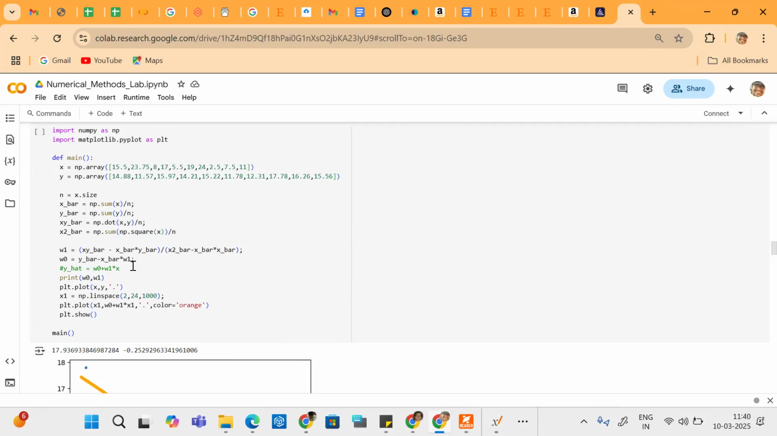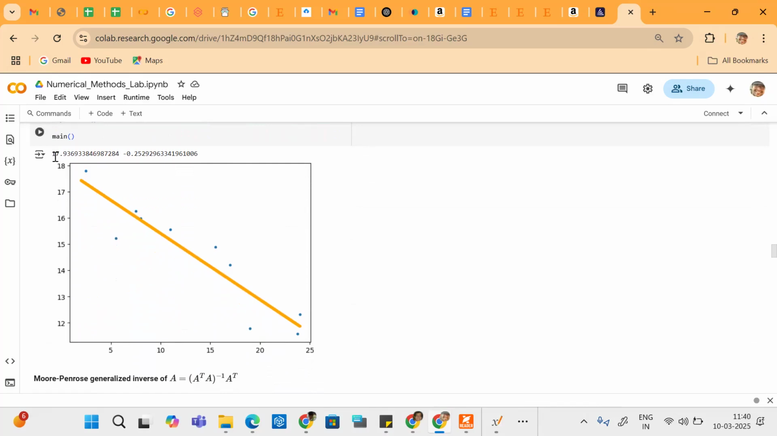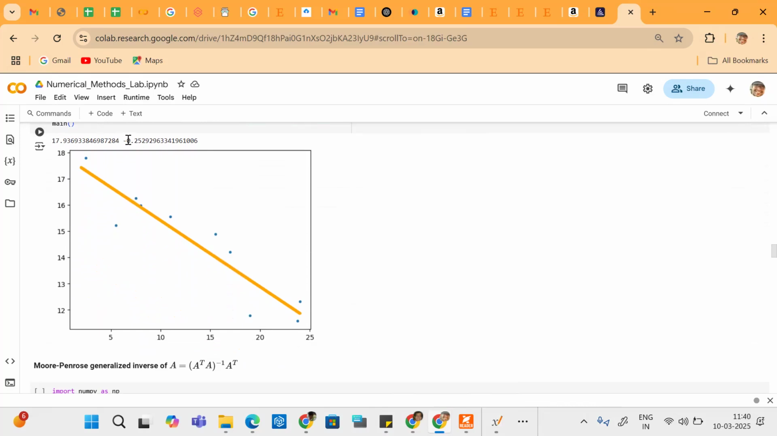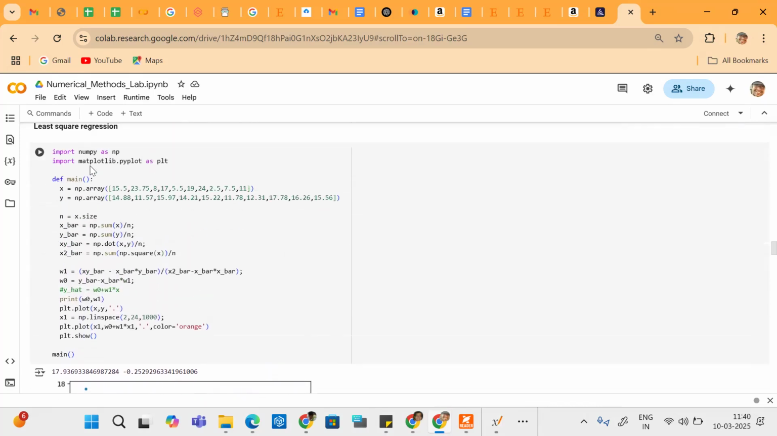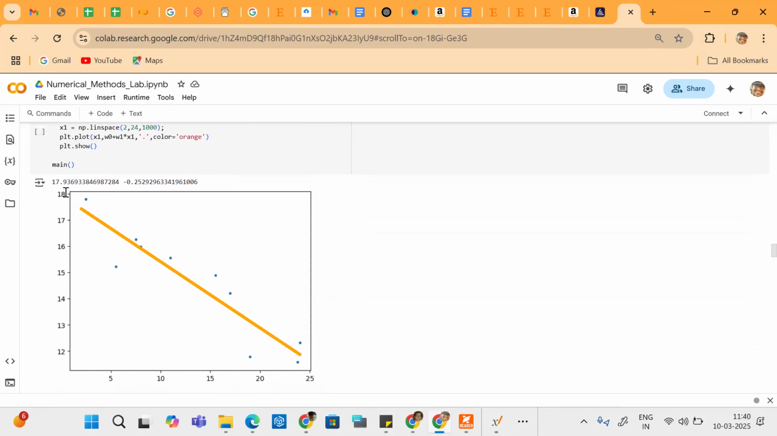Then you just print W0, W1 and plot it. You plot the X data set, the Y data set, and W0 plus W1 X. I'm plotting it in orange. W0 is 17 point something, and W1 is minus 0.2. The blue points are the data set points given by the X and Y data sets, and the orange line is the best fit line.